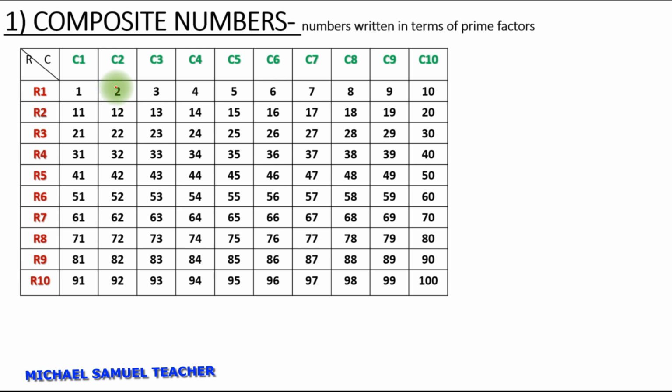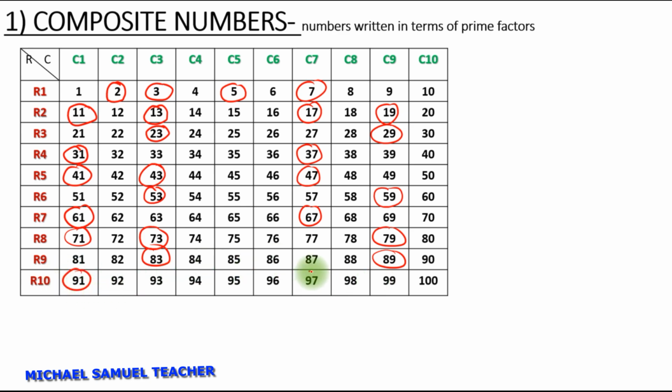So the prime numbers that we noted are 2, 3, 5, 7, 11, 13, 17, 19, 23, 29, 31, 37, 41, 43, 47, 53, 59, 61, 67, 71, 73, 79, 83, 89, 91, and finally 97.